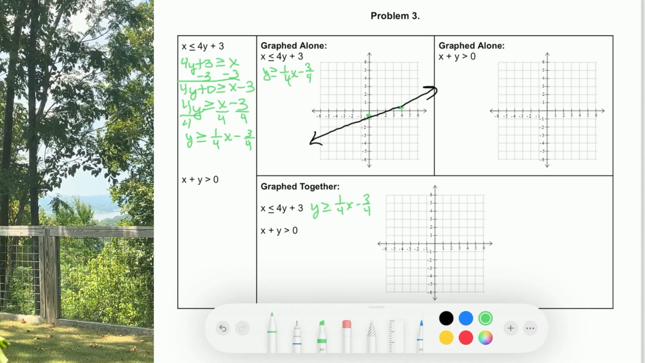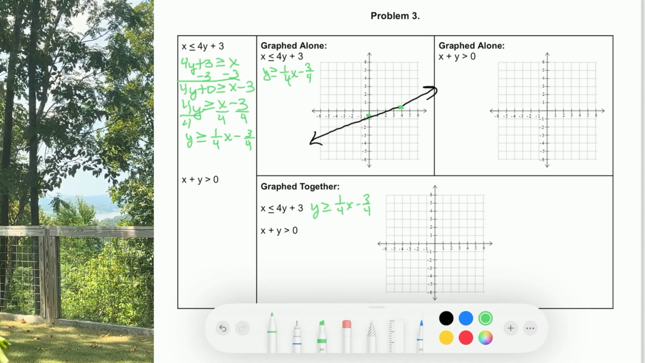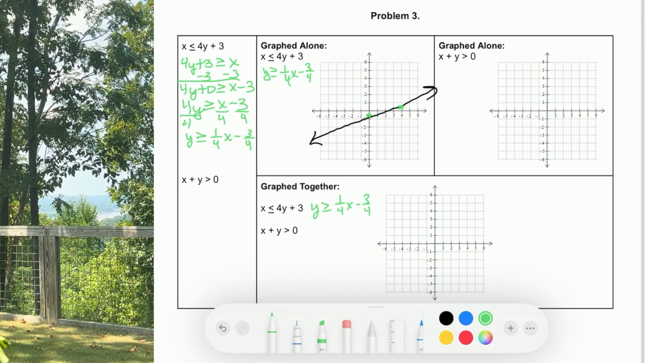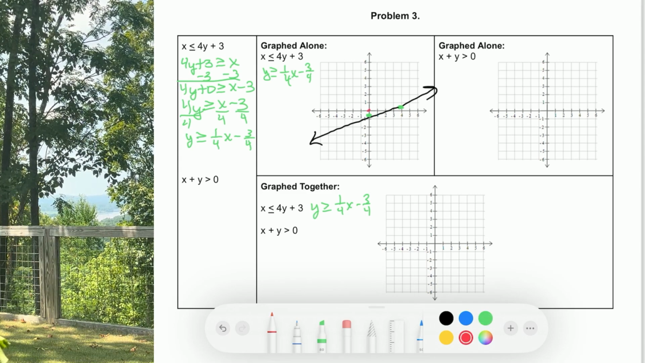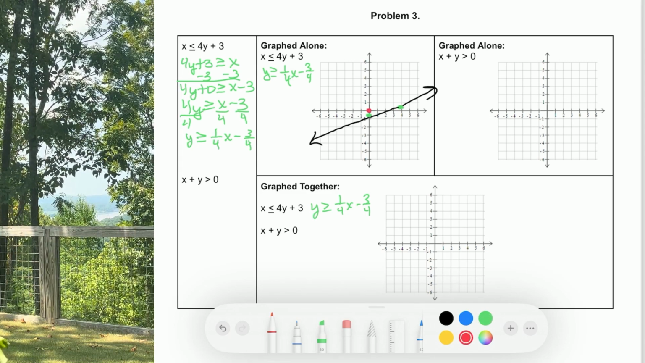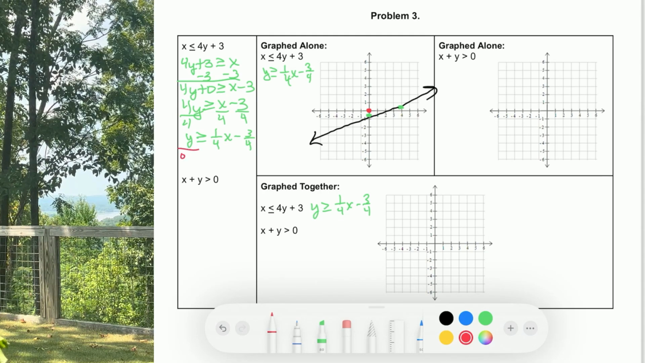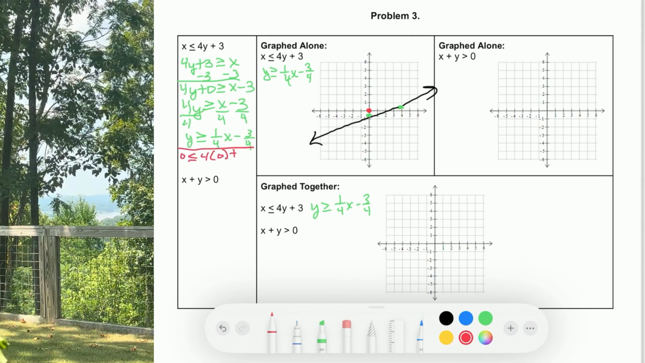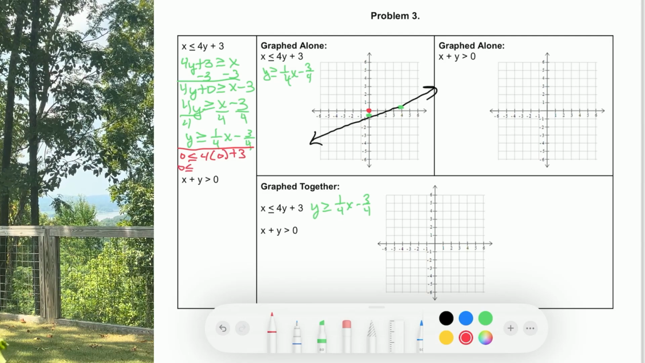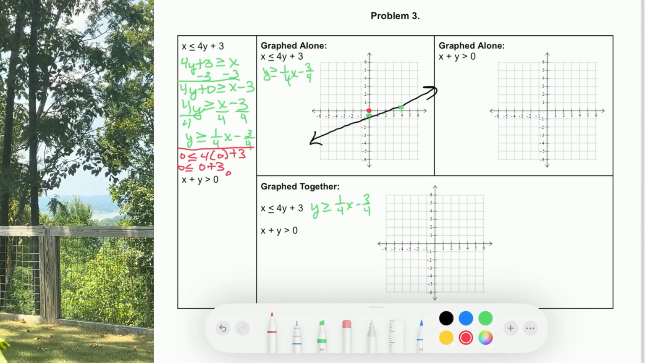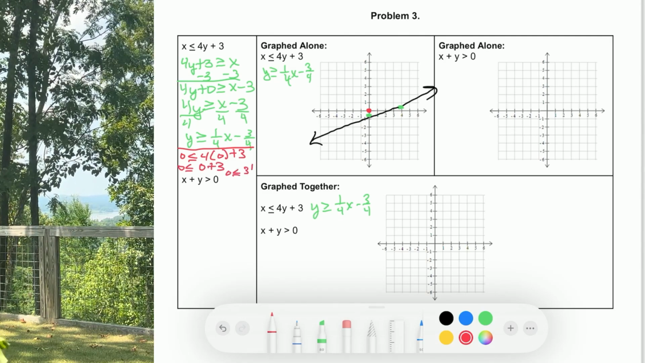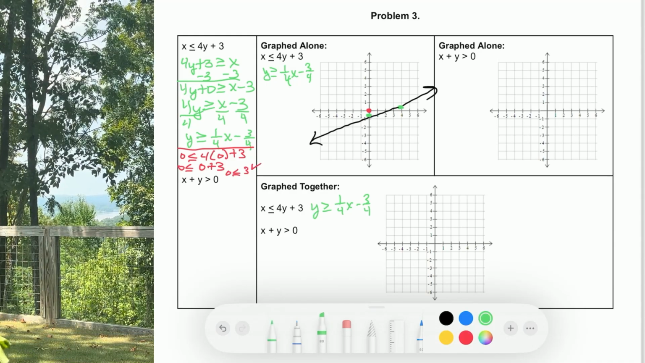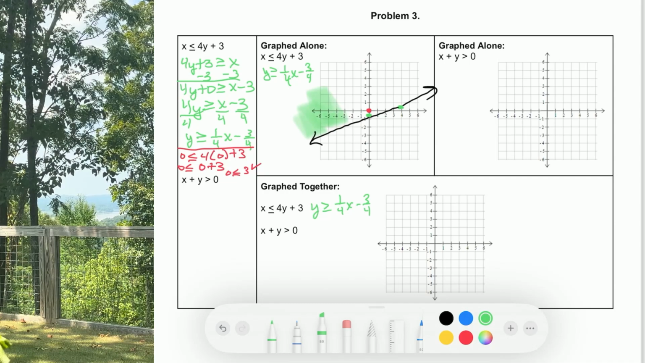Redo my little coordinates so y'all can see them. All right, now we need to figure out our shading. Since the line does not go through the origin, I can actually use the origin. So I'm going to put in 0 is less than or equal to 4 times 0 plus 3. 0 is less than or equal to 0 plus 3. And 0 is less than or equal to 3. That is true. So that's the side that our shading will be on. So we'll shade that side.